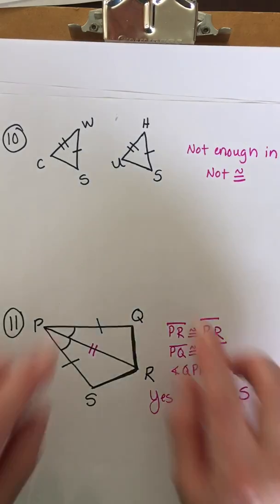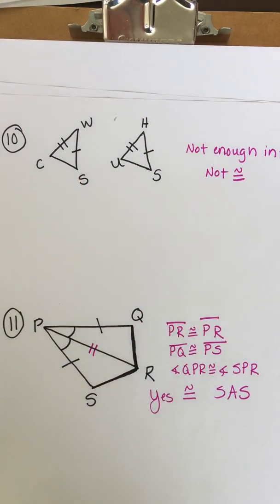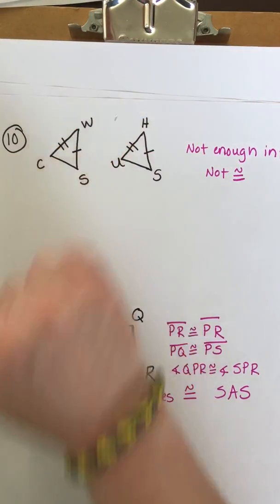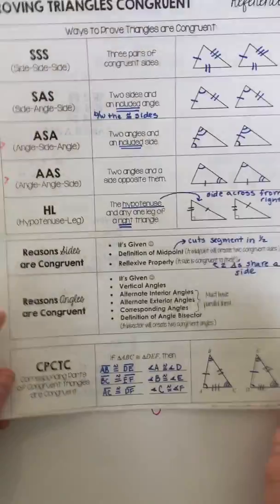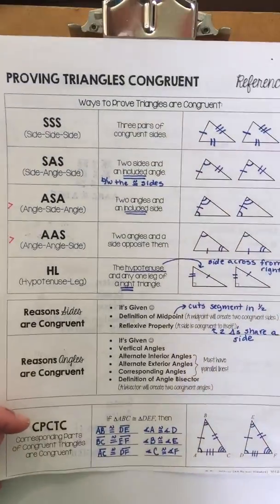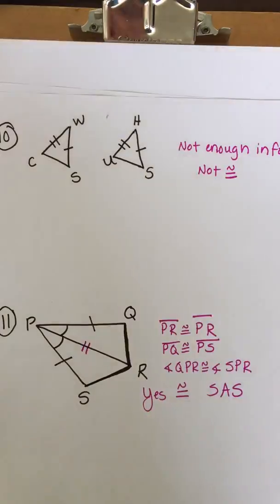All right, for number 10. They give us these two little measly triangles and they want to know if they're congruent. I have 2 pairs of congruent sides, but that's it. And there's not one on this piece of paper that just says, hey, if 2 sides are congruent, then we're good. So I don't have enough information. I can't say that they're congruent, so there's just not enough info. Not congruent.